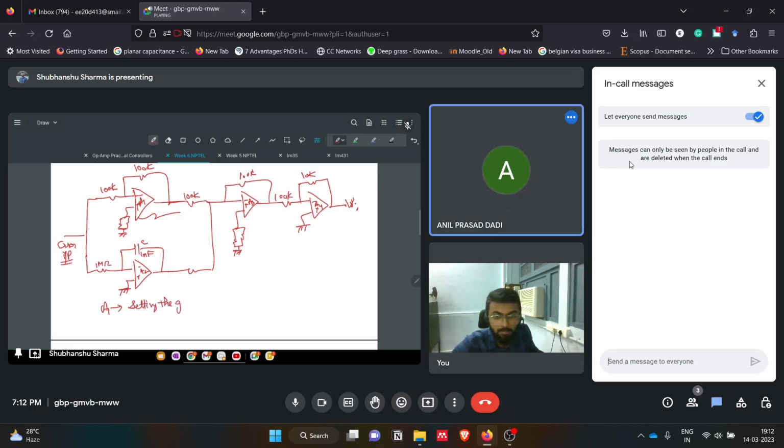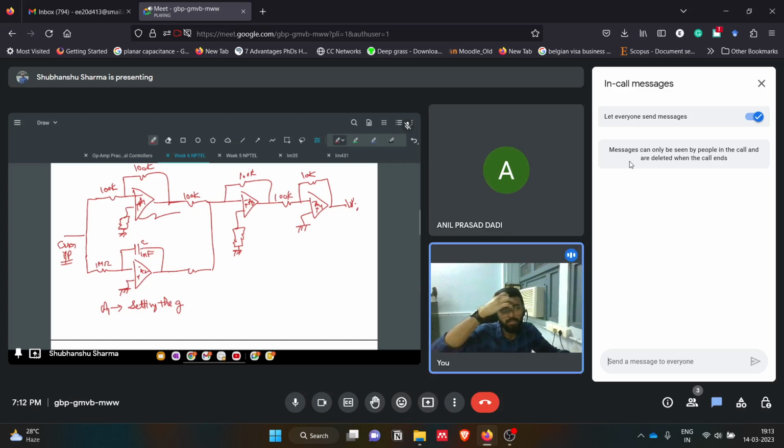Sir, in the last op amp, why have we not taken care of bias compensation? You can take it if you want to. Okay, sir. Yes, you can take it. No issues. I will make it.